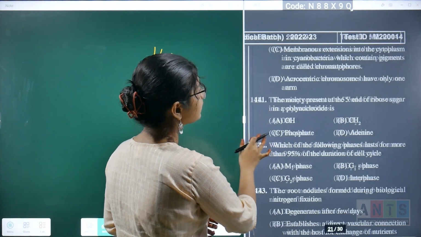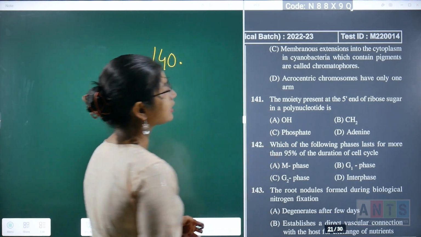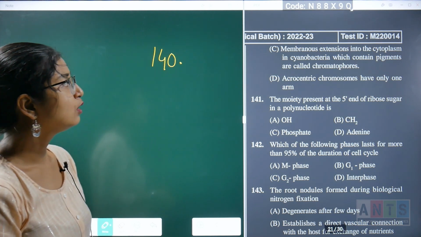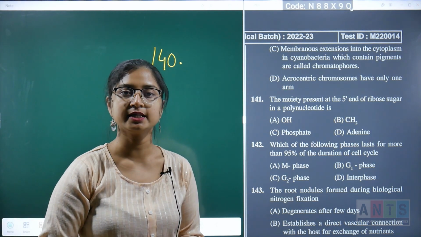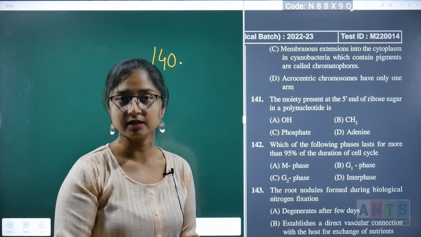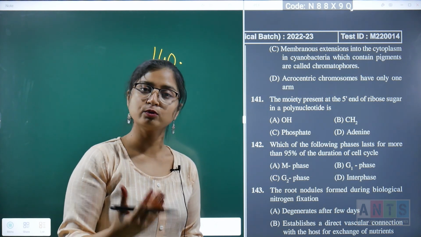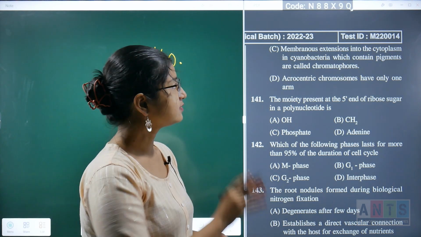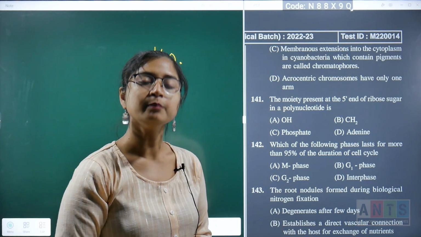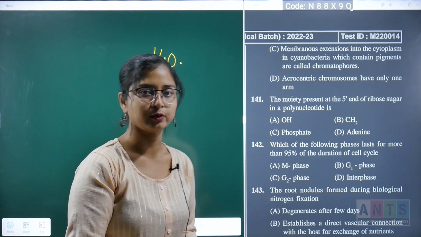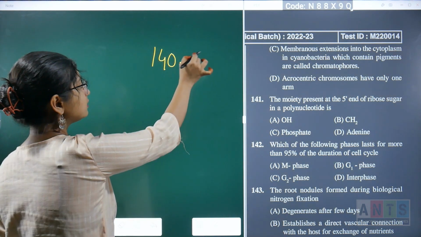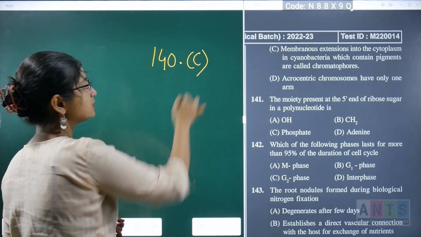Statement C, membranous extensions into the cytoplasm in cyanobacteria which contain pigments are called chromatophores. This particular statement is correct. Chroma means color. So chromatophores are those membranous extensions, specifically in cyanobacteria, which develop pigments, where photosynthesis will occur. So question number 140, the correct answer is option C.